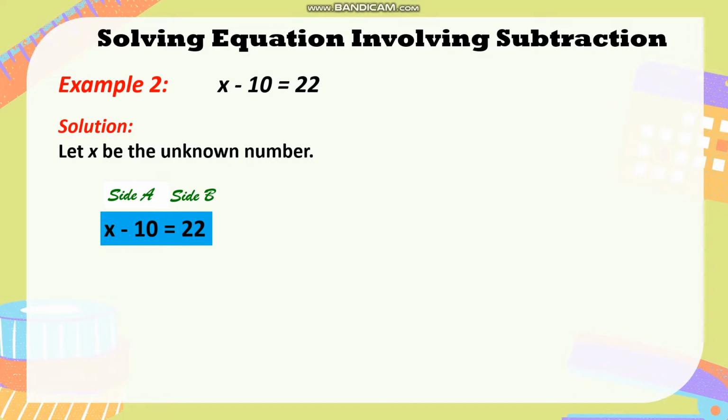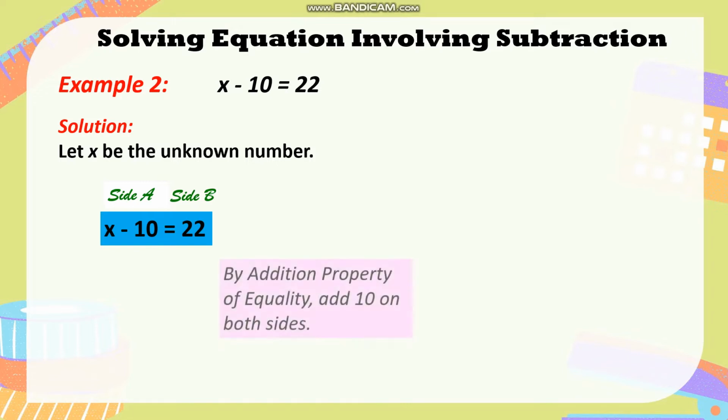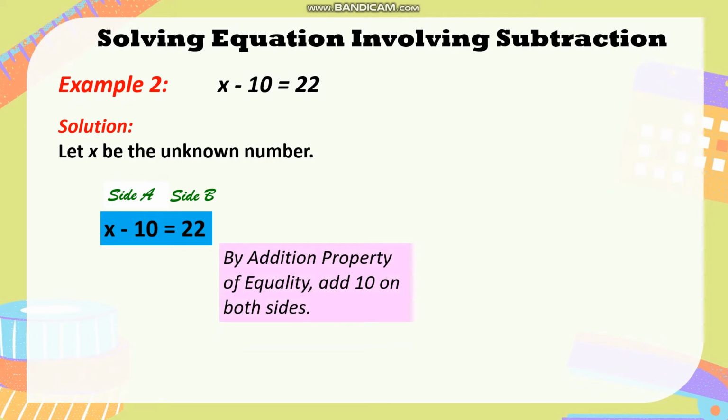How to solve the equation? First, identify the variable. Ang variable sa given equation ay x. Second, know what is attached to the variable. Sa given equation, minus 10 ang naka-attach sa x. Third, undo the operation on both sides. Kapag sinabi nating undo, kunin natin ang inverse operation ng minus 10 kaya magiging plus 10. By addition property of equality, add 10 on both sides.